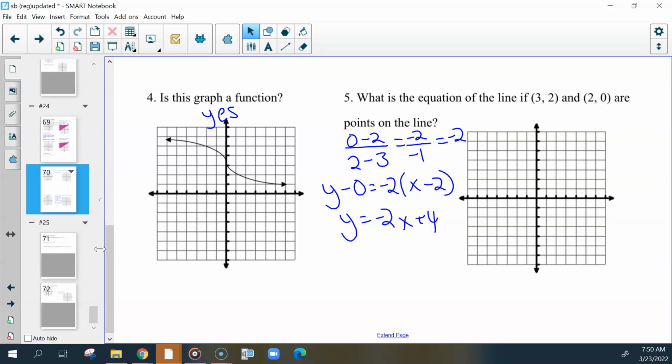Using the equation of the line, how we write the formula, and when we do that, the equation became y equals negative 2x plus 4. Questions on either of those?